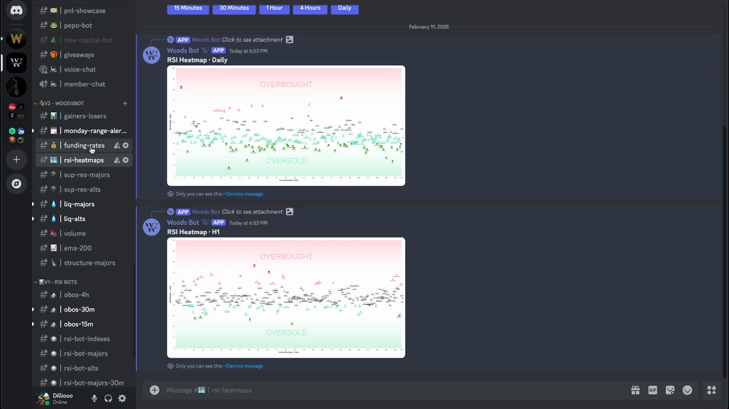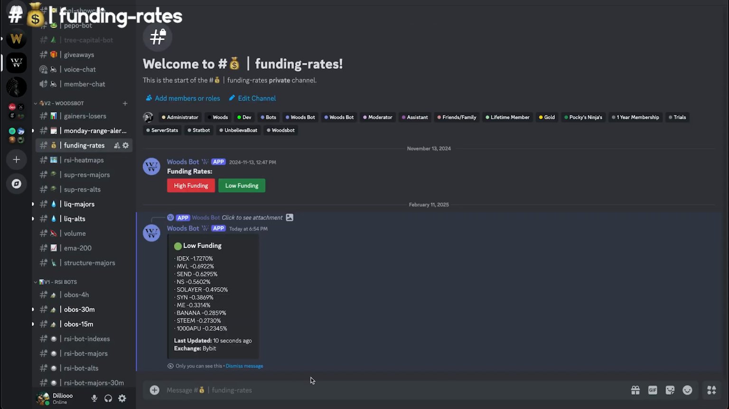Another bot you can get a general bias from is the funding bot. Click lower high funding. It will give you a snapshot of the highest and lowest funding in the market. Some coins to keep on your radar: IDEX with a minus 1.7% funding. That's quite high. Maybe there's something there to play.